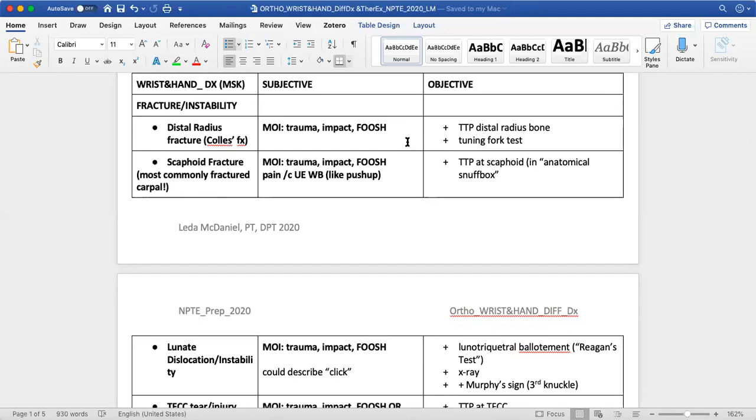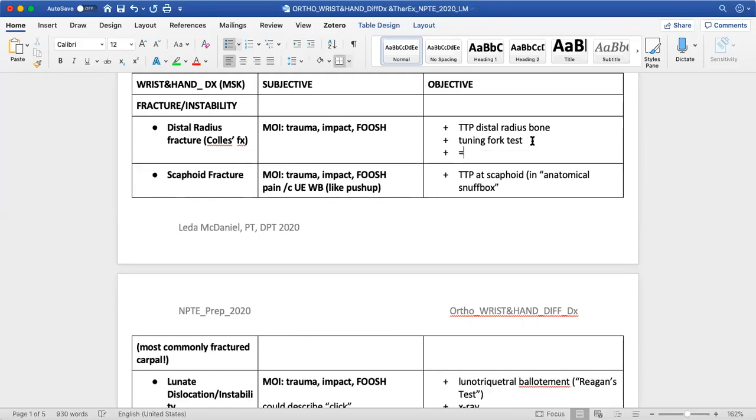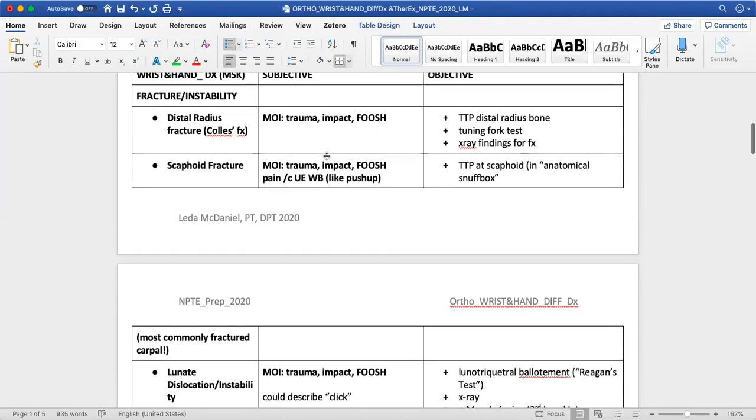You're going to have tenderness at that distal radius. You could apply a tuning fork test for fracture. That could be positive. And again, this is going to be kind of updated as I go if I'm missing things, but X-ray findings for fracture are going to be your gold standard for this particular injury. But localized tenderness and mechanism are going to clue you in.